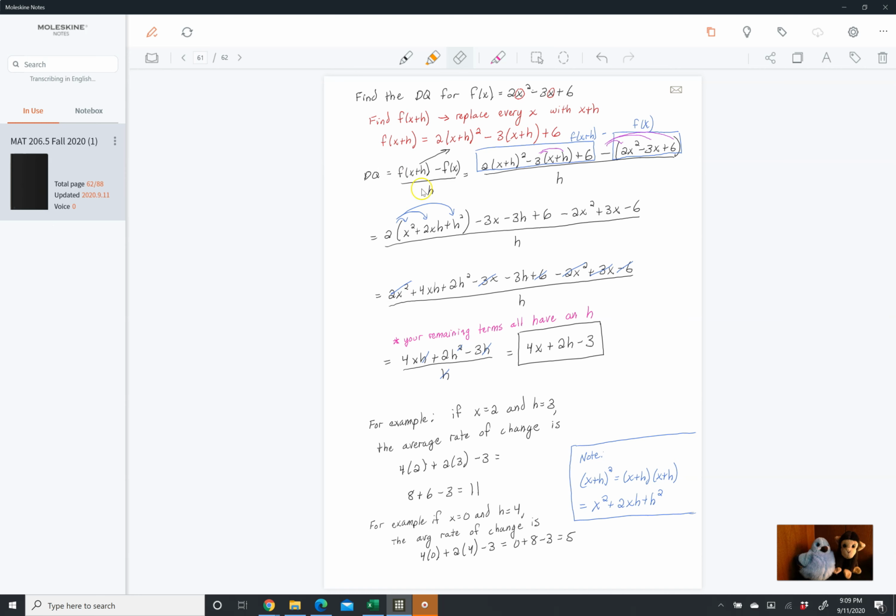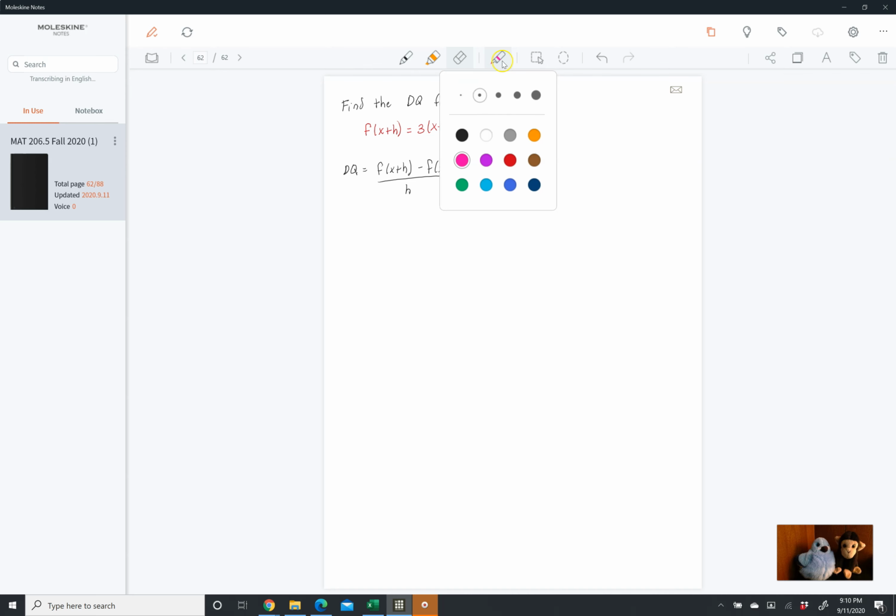Okay, so notice the 2x squared didn't have an h, it canceled. 3x didn't have an h, it canceled. The negative 6 didn't have an h, it canceled. All of your remaining terms have an h, so this will always be your last step, to cross out an h. Okay, let's go back to what we were doing.